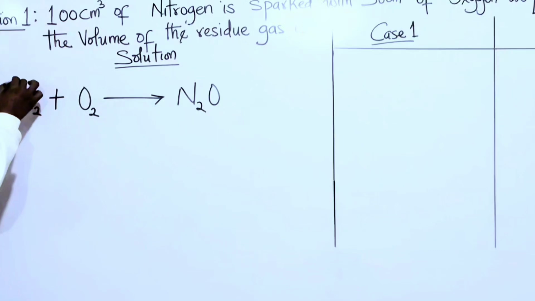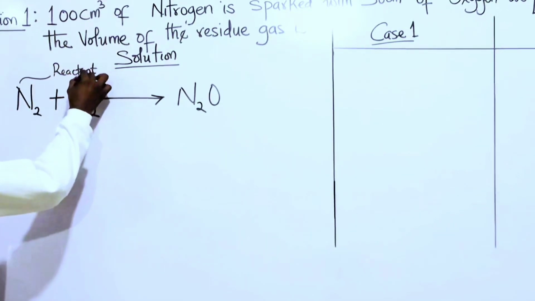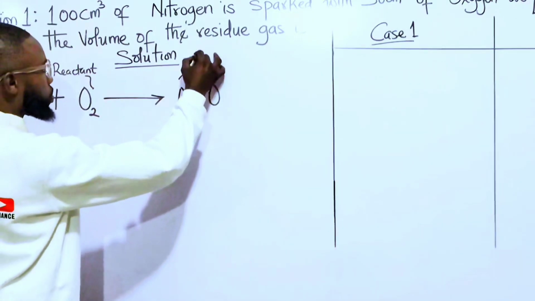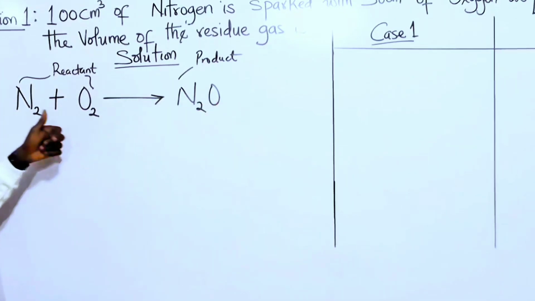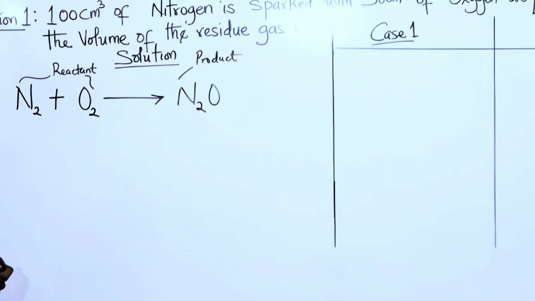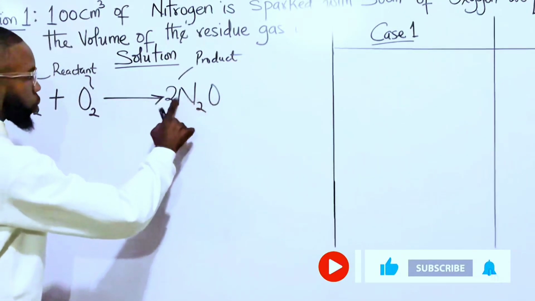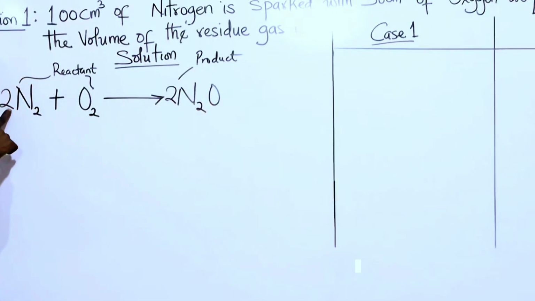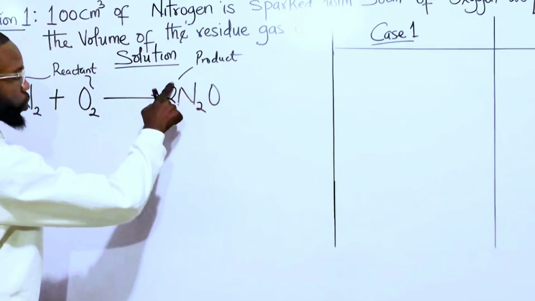Remember, this side is the reactant. All of what we have here is the reactant, while what we have here is the product. So we have 2 oxygen here, we have 1 here, we have 2 nitrogen here, we have 2 nitrogen here. So what do we need to do to balance up the equation? If I put 2 here, 2 times 2 gives me 4 nitrogen, but then I have 2 oxygen.